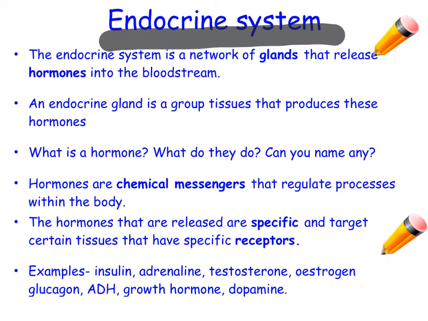Your endocrine system is a network of glands in your body, and we'll have a look at where they are in a moment, and they release hormones into the bloodstream. So what is an endocrine gland? It's a group of tissues that produce hormones.